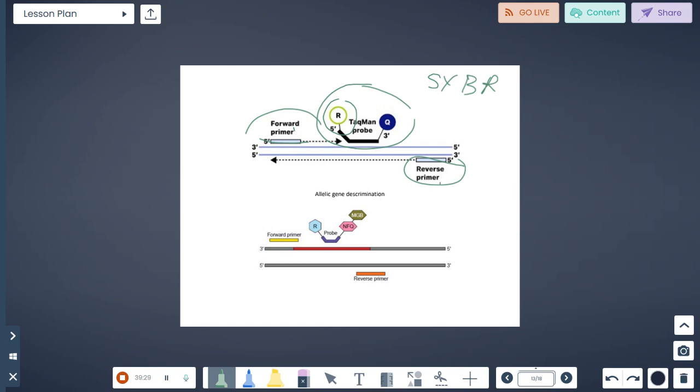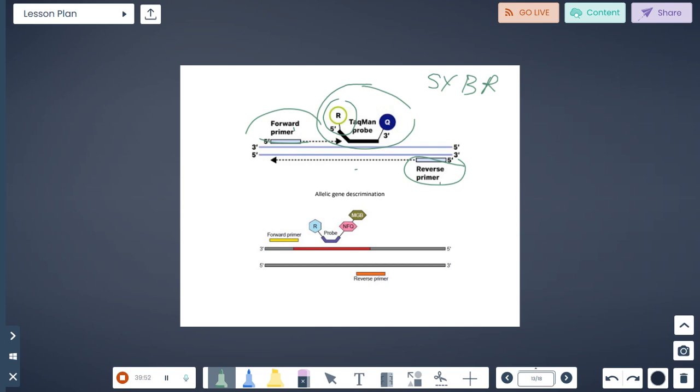The advantage of TaqMan probe is, suppose you want to check more than one gene in a particular template, you can use a different forward primer, reverse primer, and a different TaqMan probe. So you can actually do multiplexing. And this is actually an MGB probe.